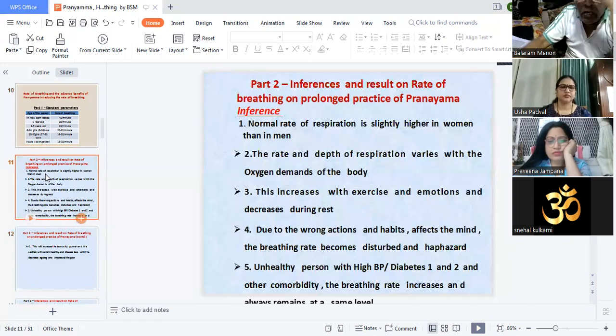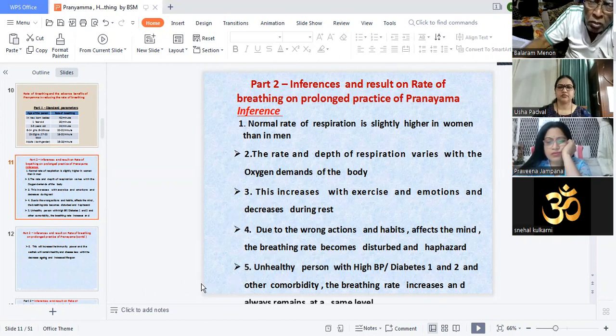Part 2: influence and result of prolonged practice of pranayama on the rate of breathing. Normal rate of respiration is slightly higher in women than in men. The rate and depth of respiration varies with the oxygen demands of the body. This increases with exercise and emotions and decreases during rest. Due to wrong actions and habits that affect the mind, the breathing rate becomes disturbed and haphazard. In an unhealthy person with high BP or diabetes type 1 and 2 and other comorbidities, the breathing rate increases and remains at the same level.